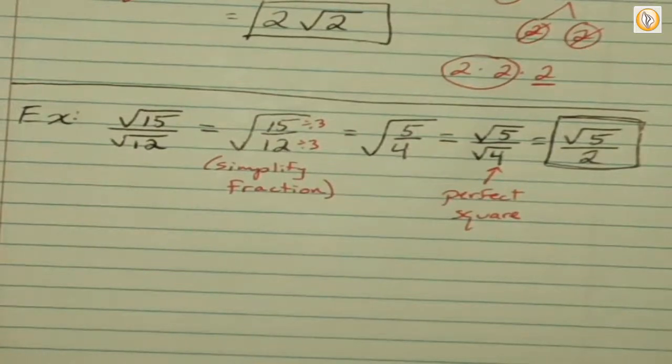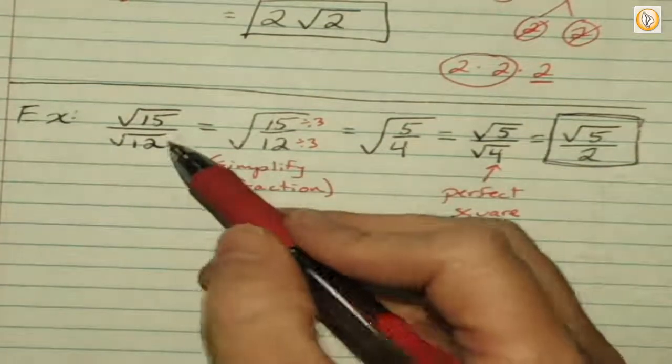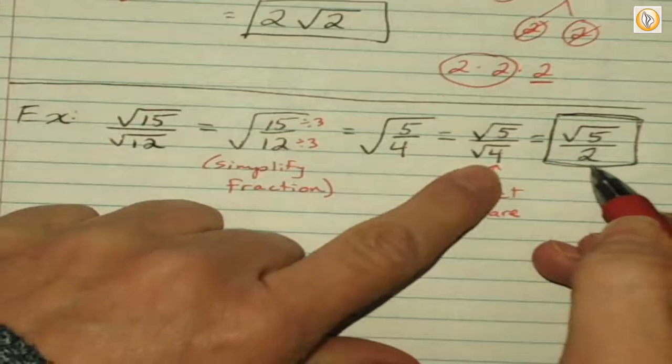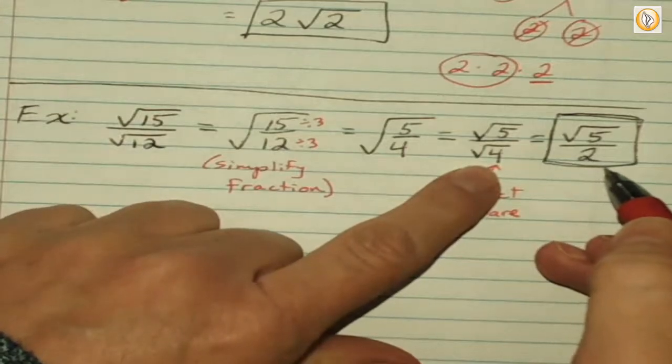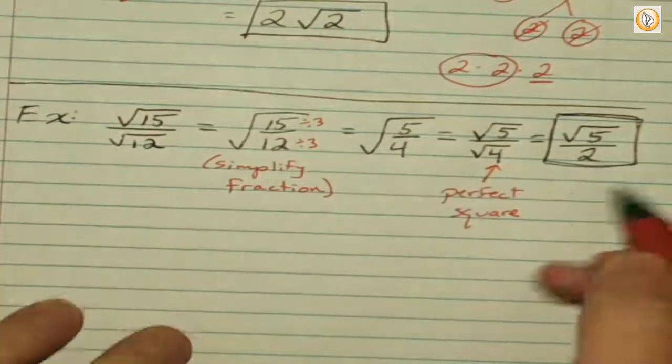Yes, exactly. 5 is prime. And if 5 was a perfect square, you could change that too. And if they're both perfect squares at the very beginning, you can remove the radical sign. That's the only way you can remove the radical sign, whether it's a perfect square.